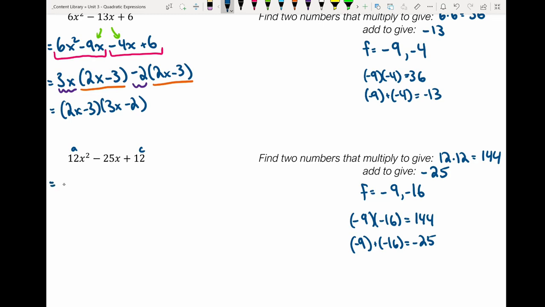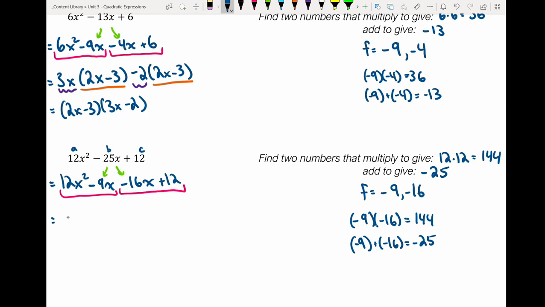Again, with those two numbers now, I can decompose this middle term into those two numbers, so minus 9x and minus 16x. The a and c do stay the same, they just get carried down. And now I'm going to factor by grouping.